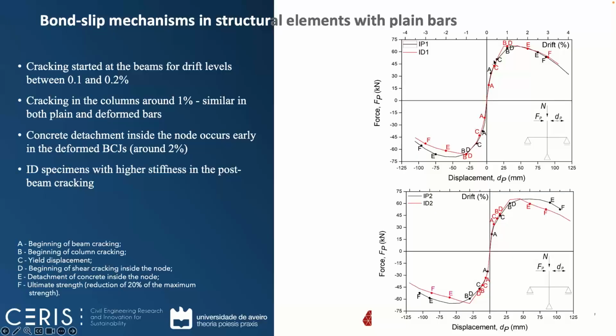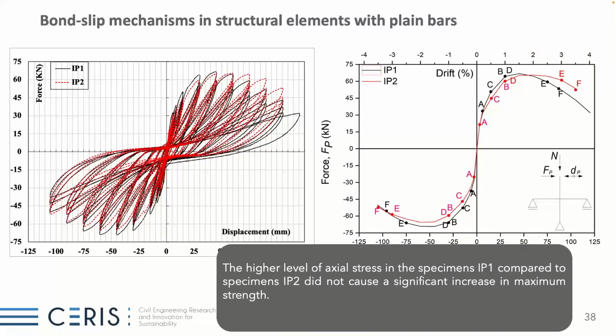And here you can see this post-peak stiffness is a little bit higher, but not that important, for the ID specimens. And then later you will see that this post-peak softening is much higher in the deformed bars. And when we look to the influence of the axial load in the experimental results, it does not play a big influence. Of course, the IP1, with higher axial load, in fact has a higher strength, but with a reduced influence.